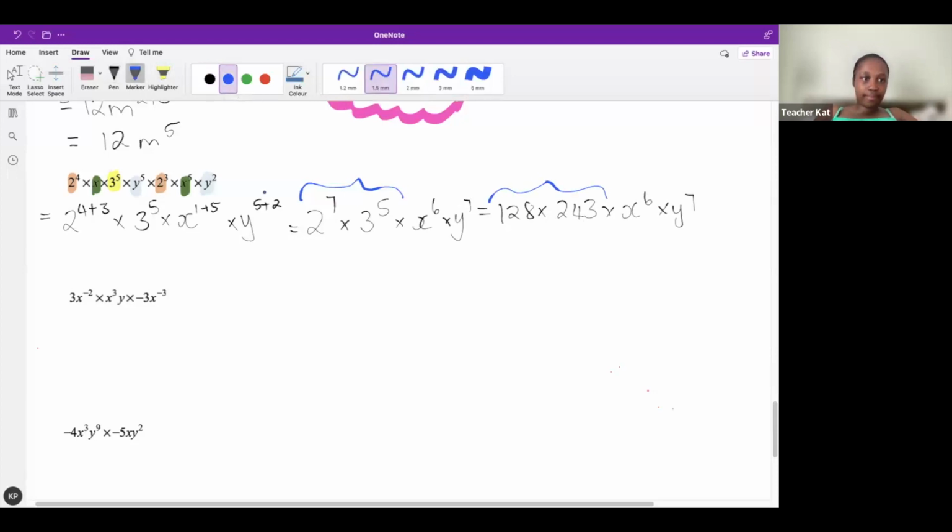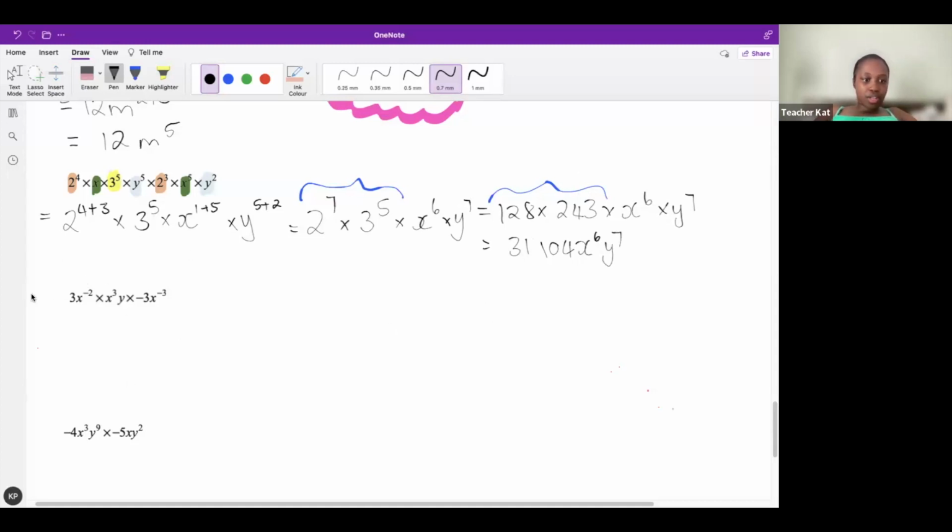What's 128 times 243? We are over here. 128 times 243. It is 31,104 x^6 y^7. Nice. All right, let's do the next one.